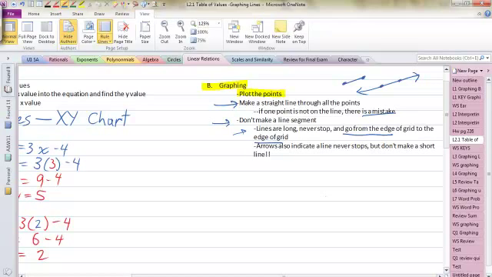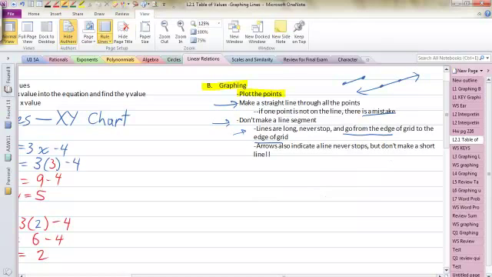Because lines go on forever and ever. They never stop. So the other class, they had their 4 points, and they went, oh, the line goes there. No, it doesn't. That's a line segment. Okay, make your lines long.